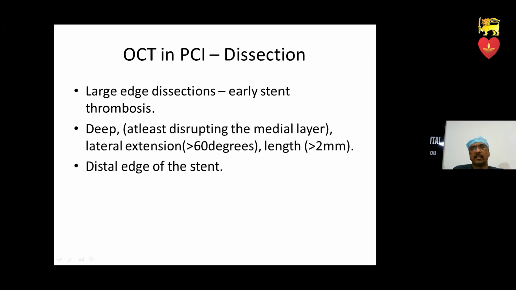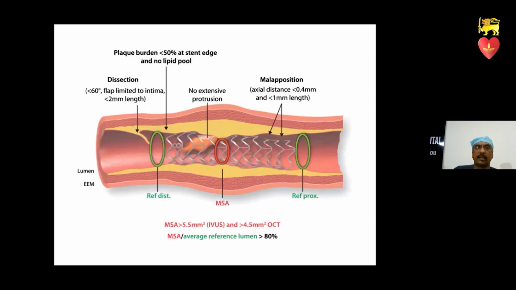Dissections. Dissections are extremely commonly picked up on OCT as compared to IVUS because OCT is more sensitive. So we don't react to every dissection that we see. If a dissection is deep, entering the media, more than 60 degrees on lateral extension, goes for a length of more than 2 millimeters, or involves the distal edge of the stent, then this dissection has a higher incidence of stent thrombosis and one would like to tack it up and maybe put another stent in.